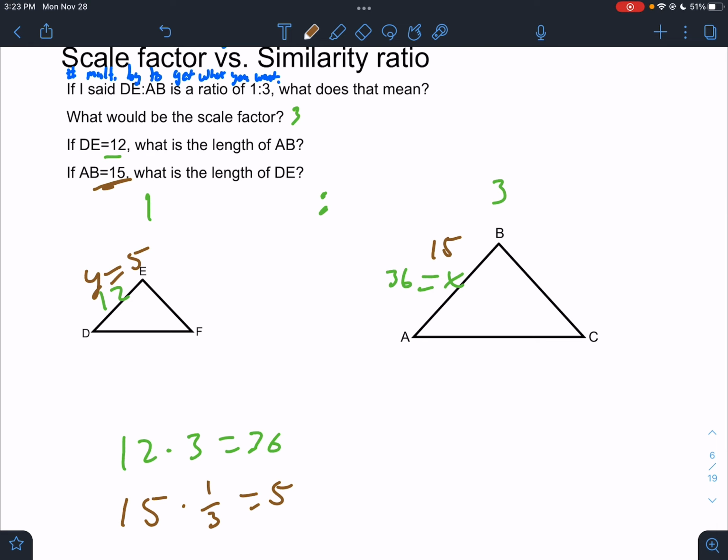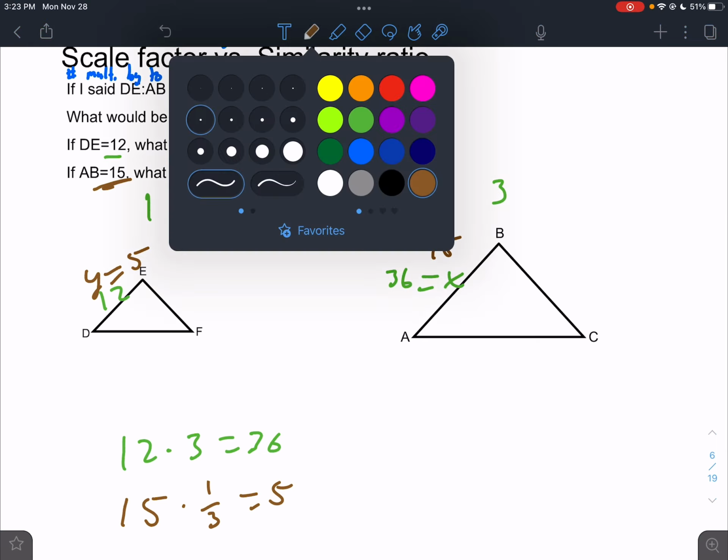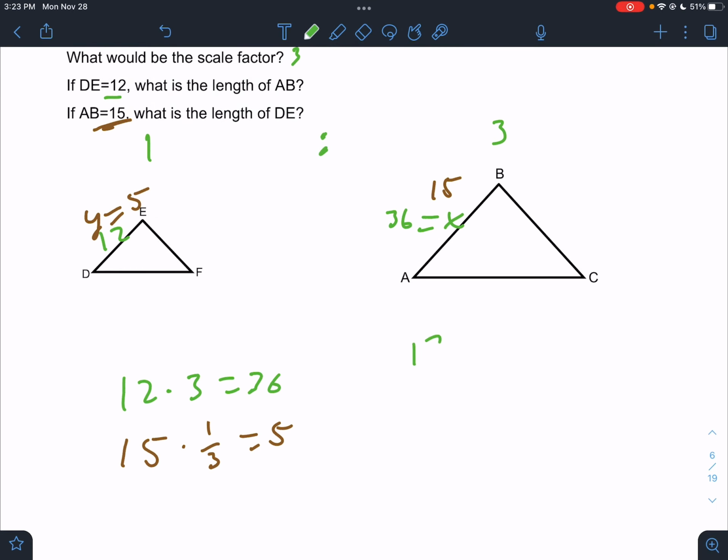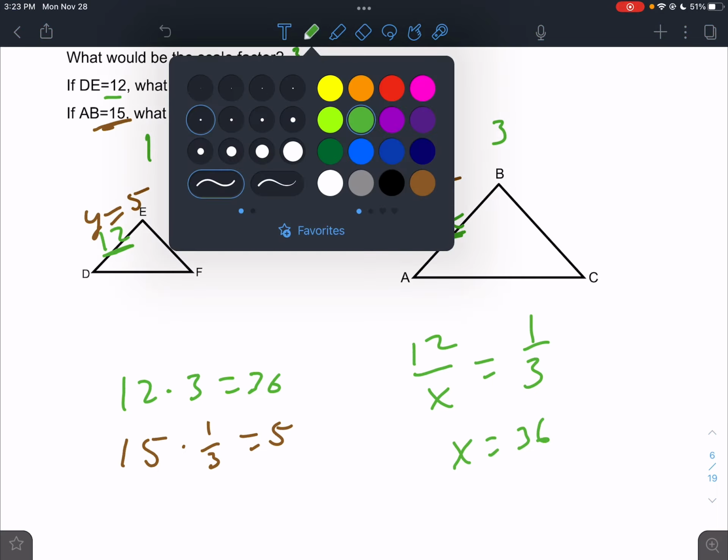So how would you solve these same problems with ratios? Okay, in the green situation, we know that it would be 12 over x, right? The one we have divided by the one we want. And that would equal a ratio of 1 to 3. Cross multiply, you get x equals 36. Same answer. So that's how you would solve that using ratios.